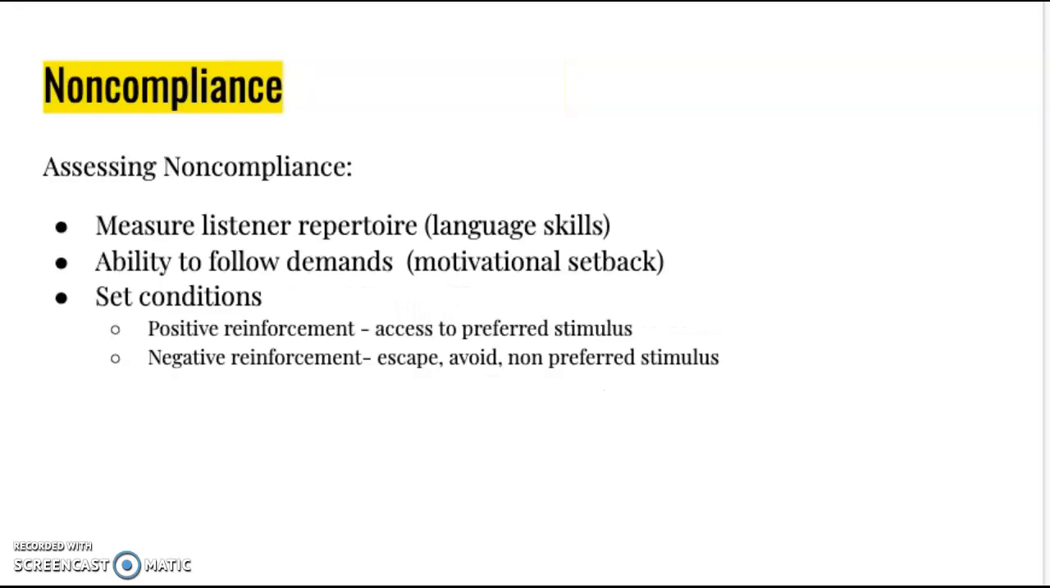Noncompliance. Assessing noncompliance. Measure listener repertoire and their language skills, and the ability to follow demands, or the motivational setbacks. These two are the most important things for assessing for noncompliance. It's important to understand if this is a language based problem or more of a motivational setback. Additional things to look for would be set conditions, positive reinforcement, access to preferred stimulus, or a negative reinforcement, such as, is this providing escape, avoidance, or non-preferred stimulus?